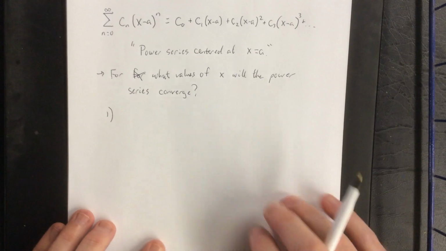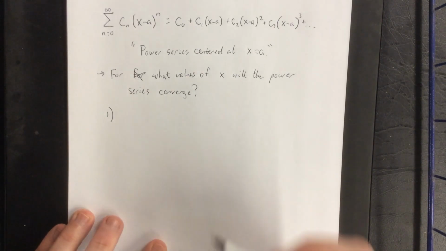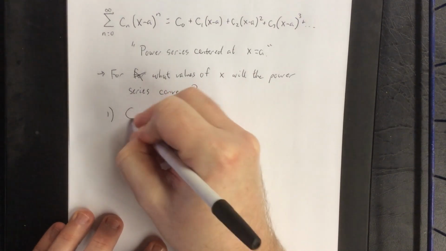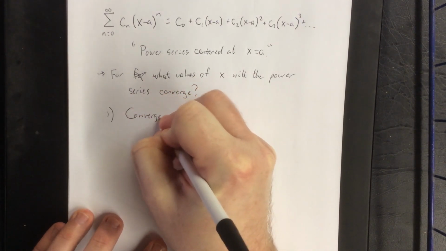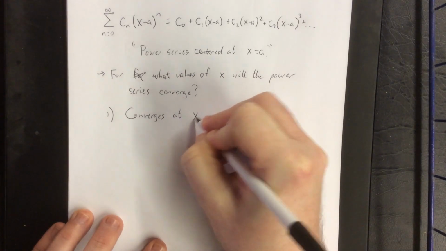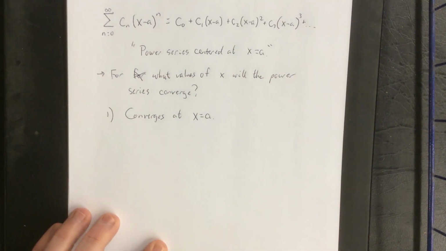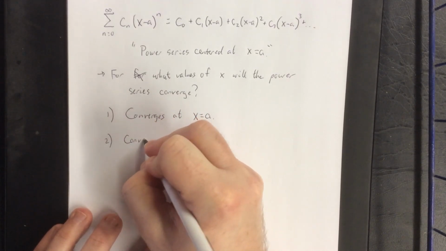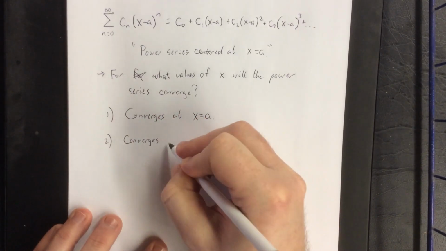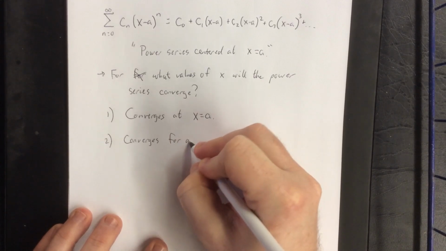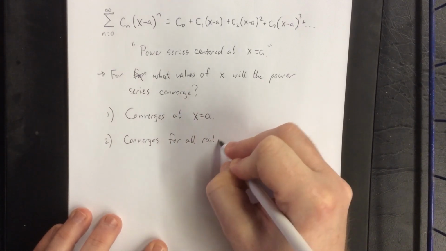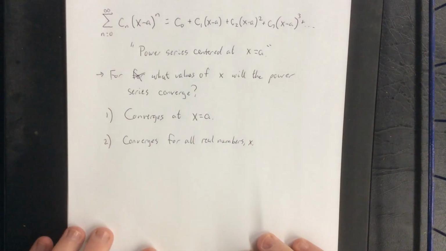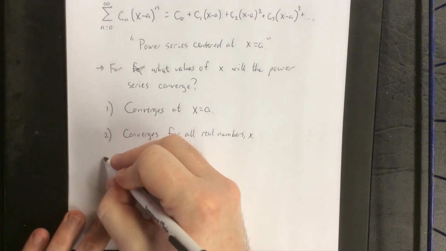So the three possibilities for what values of x the power series will converge: it converges at just its center. Another possibility is it converges for all real numbers. That is, plug in any value for x and it still converges.